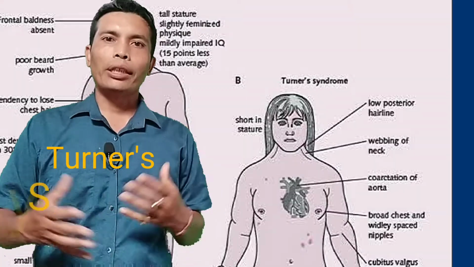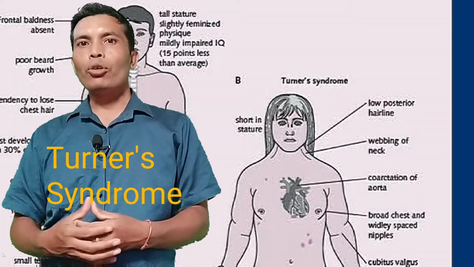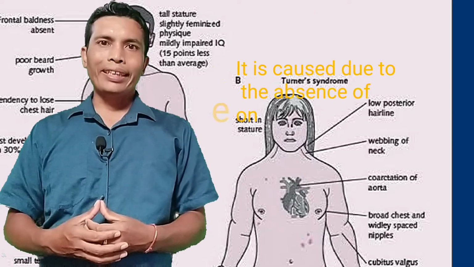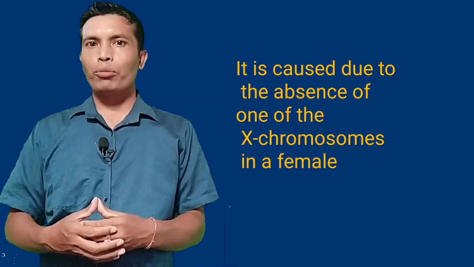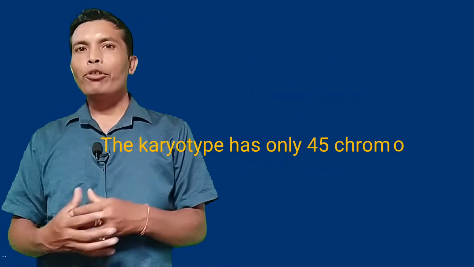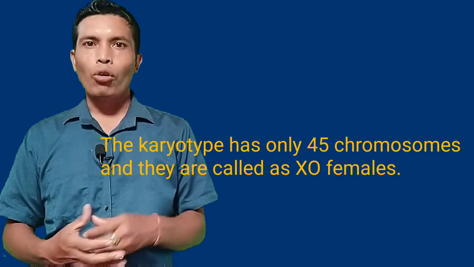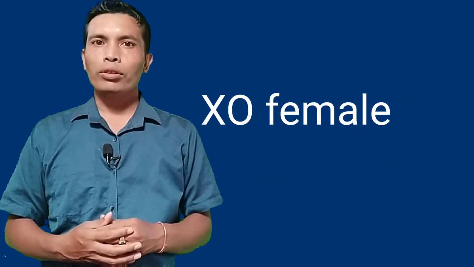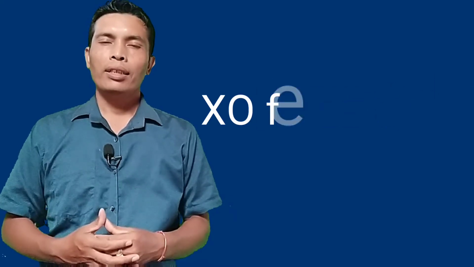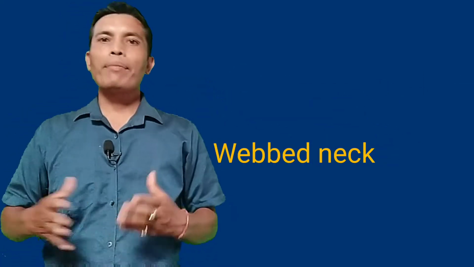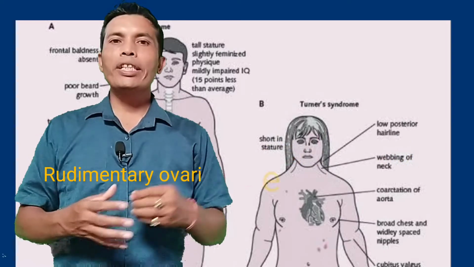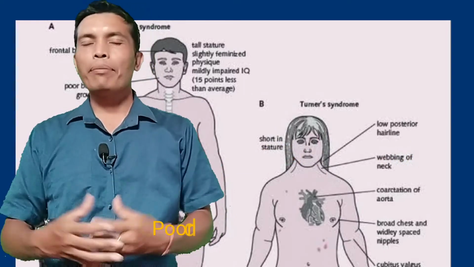Now let us have Turner syndrome. Turner syndrome is caused due to the absence of one of the X chromosomes in a female. The karyotype or nucleus has only 45 chromosomes and they are called XO females. The symptoms are web neck, rudimentary ovaries, poor development of breast, shield-shaped thorax, sterility.